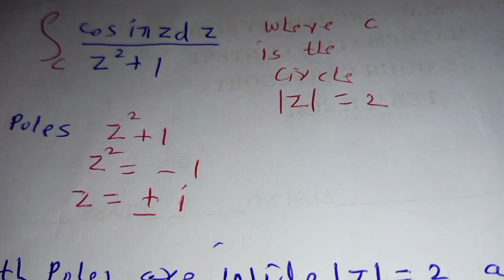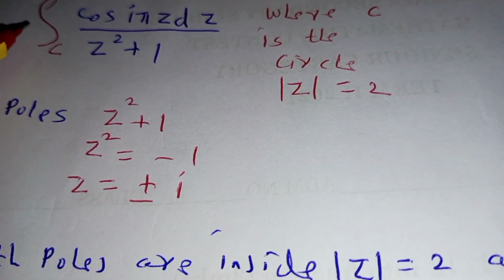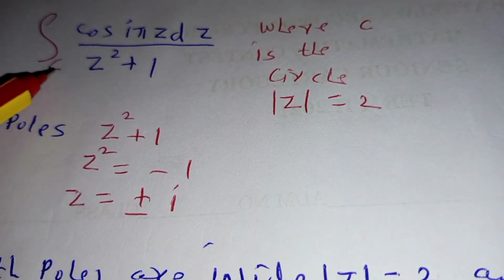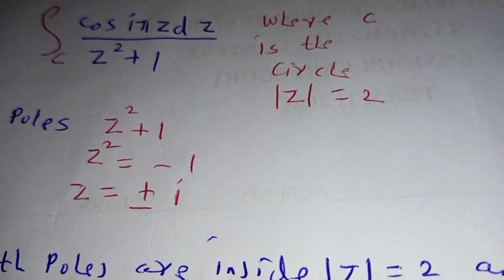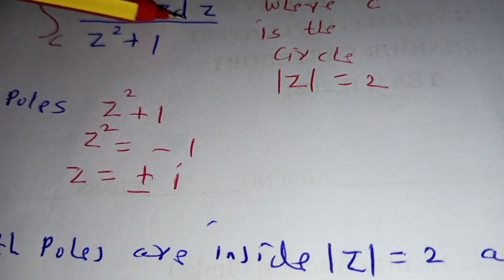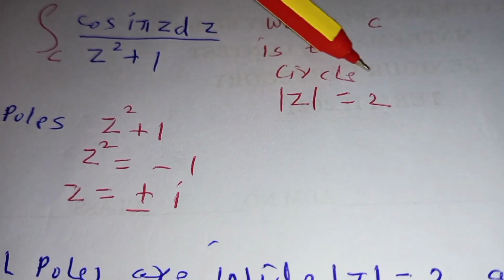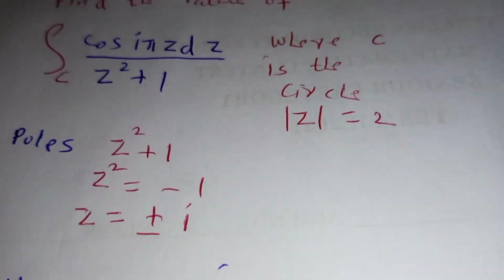Hello, you are supposed to find the value of this complex integral along the contour C. The contour you are given is a circle of radius 2.